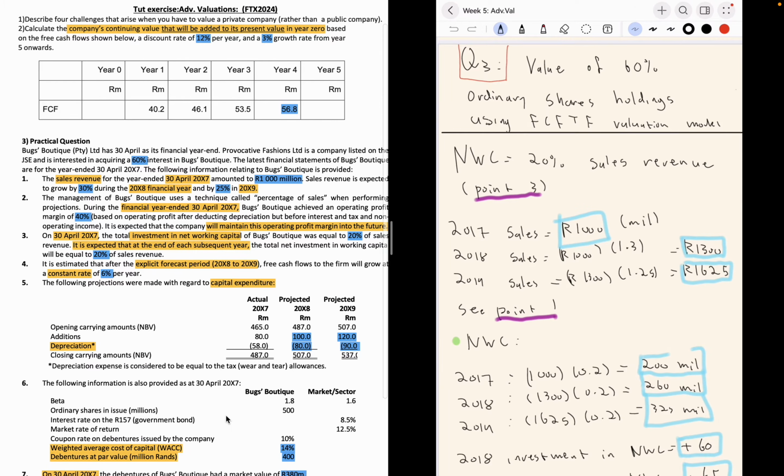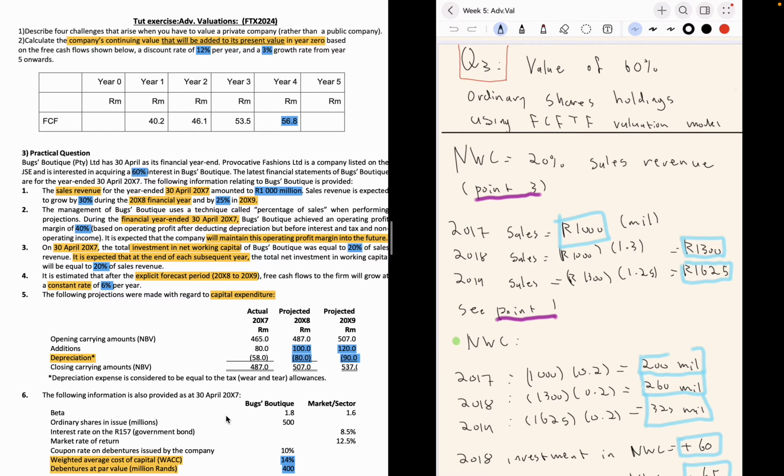So as I said in the previous video, the first thing to do is calculate the net working capital. Now, this question is a little bit different. So they don't just give you the components that you usually use to calculate net working capital and you just plug those in. What they tell you is that if you go to point 3 and point 1, point 3.